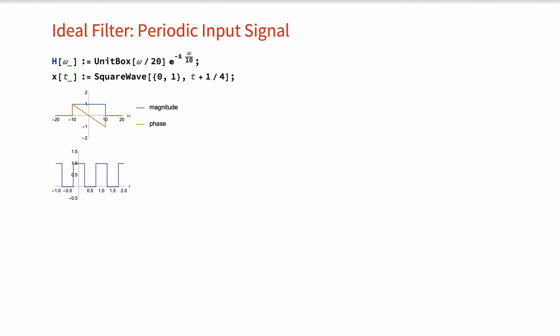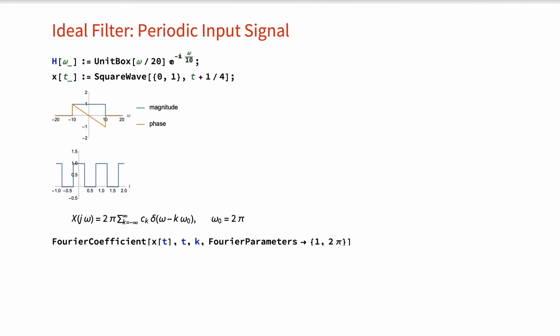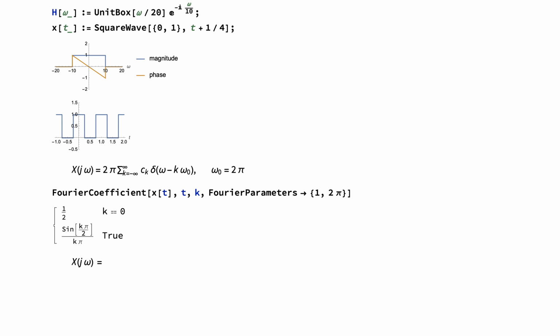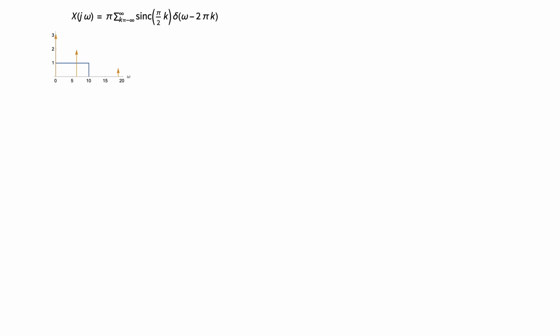Now let's look at the response of the ideal low-pass filter to a square wave input, a periodic signal. To find the Fourier transform of the periodic input signal x of t, we will need the Fourier series coefficients first. Note that here omega 0 is 2 pi over 1 or 2 pi. We can find the Fourier series coefficients using the Wolfram language. And now the Fourier transform of the periodic signal will be as shown here. Let's plot the magnitude spectra of the ideal filter and the input signal together.